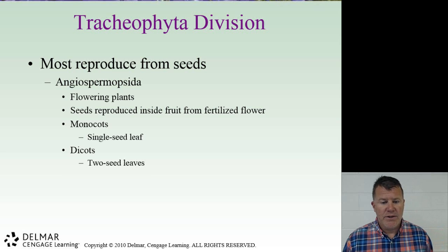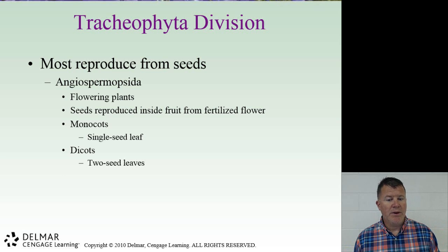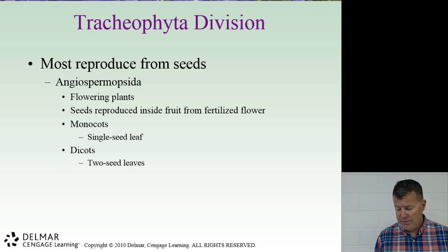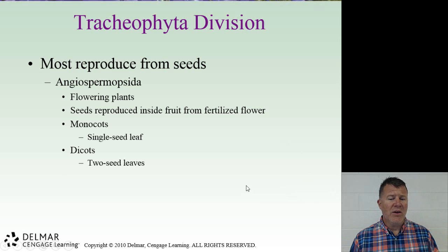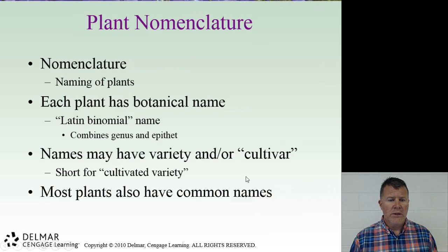Then we have the monocots. These are your single seed leaves. We're talking about your grasses. Then we have their dicots, or your two seed leaves. And we'll talk about that here in a little bit, a little more.